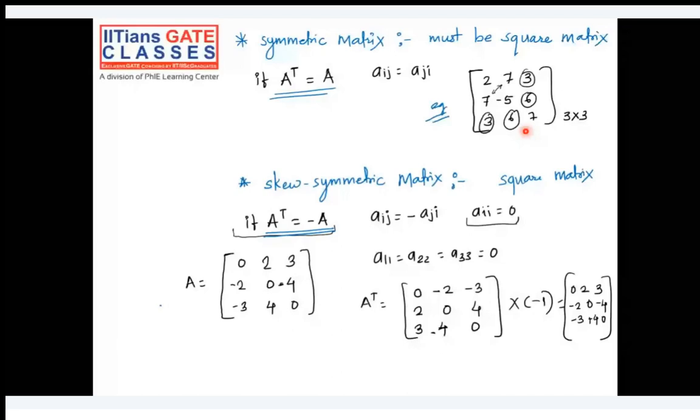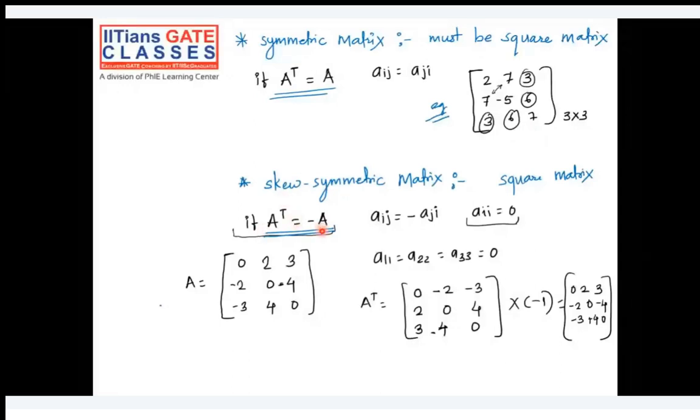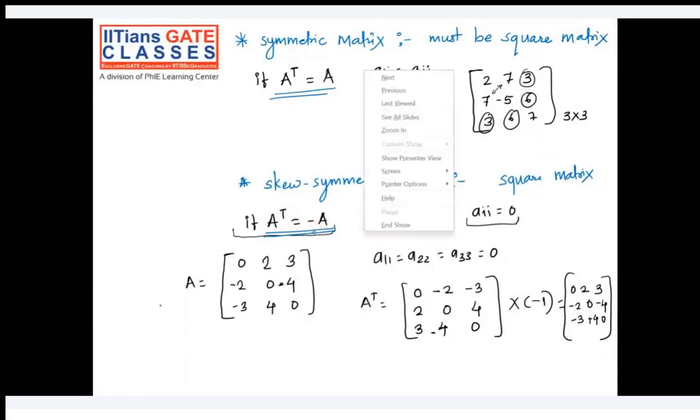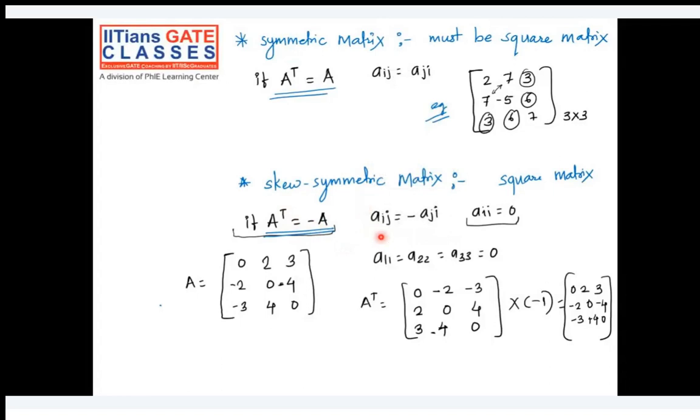So when we call a matrix a skew symmetric matrix, A transpose is equal to minus A. So basically we can write a skew symmetric matrix as Aij is equal to minus Aji. So these complementary terms are of opposite sign. So this is minus 2, this is 2, this is minus 3, this is 3, this is 4, this is minus 4. So they have a different sign.